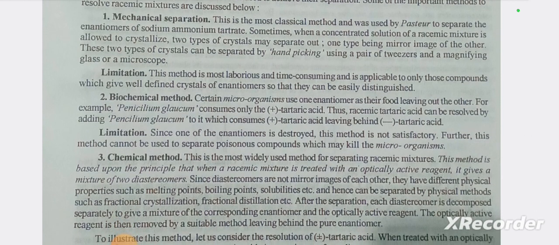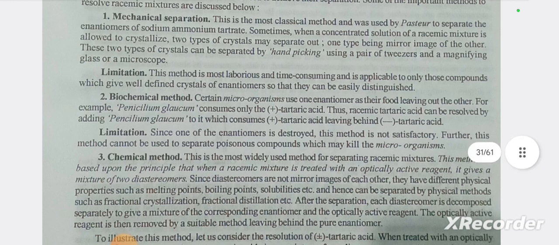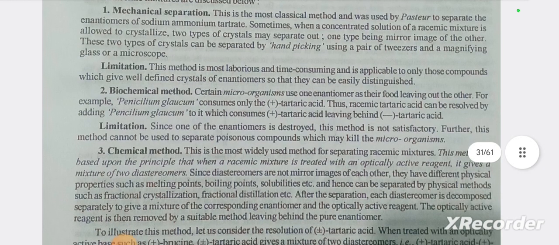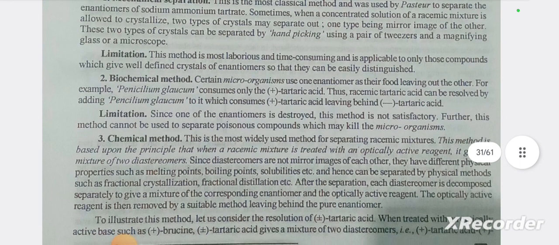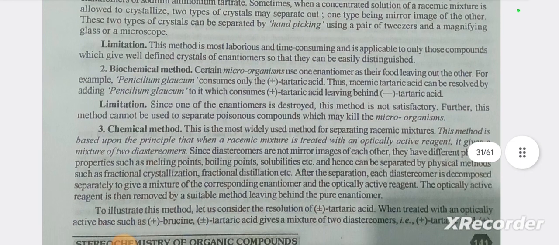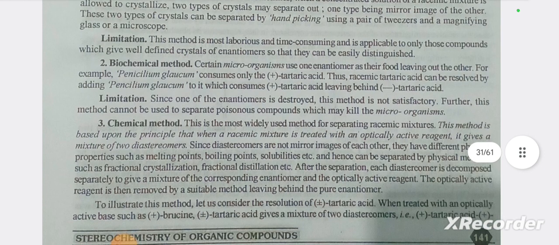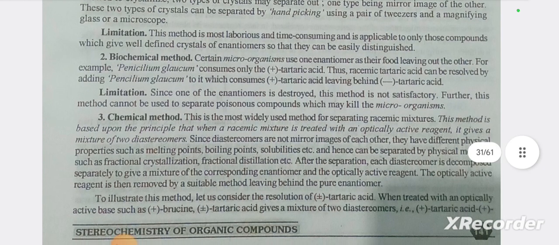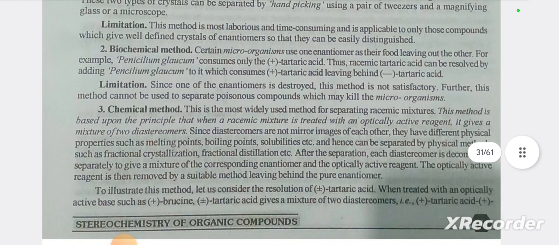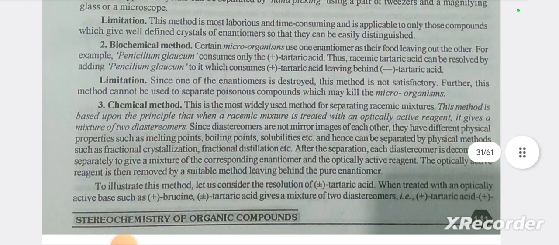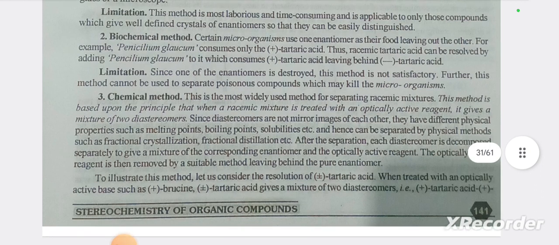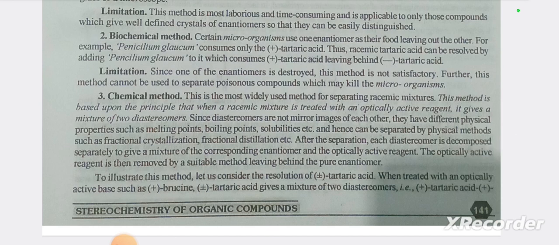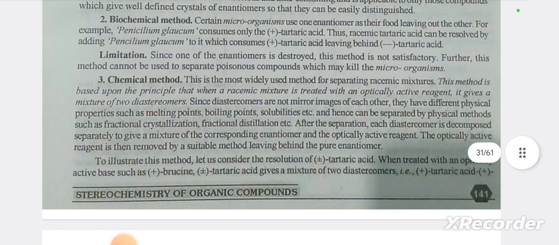Mechanical separation. This is the most classical method and was used by Pasteur to separate the enantiomers of sodium ammonium tartrate. Sometimes when a concentrated solution of a racemic mixture is allowed to crystallize, two types of crystals may separate out, one type being the mirror image of the other. The two types of crystals can be separated by hand picking using a pair of tweezers and a magnifying glass or a microscope. Limitations: this method is laborious and time consuming and is applicable only to those compounds which give well-defined crystals of enantiomers so that they can be easily distinguished.